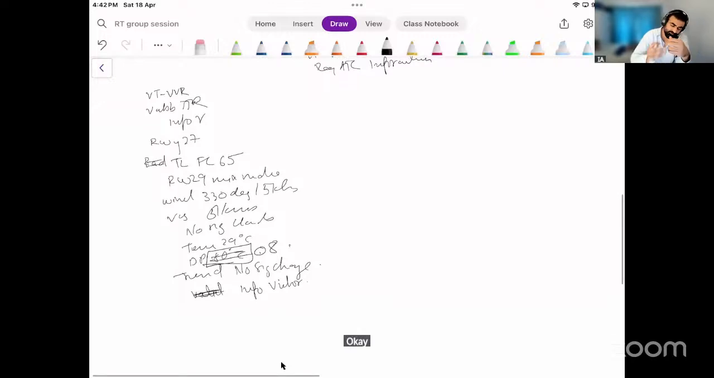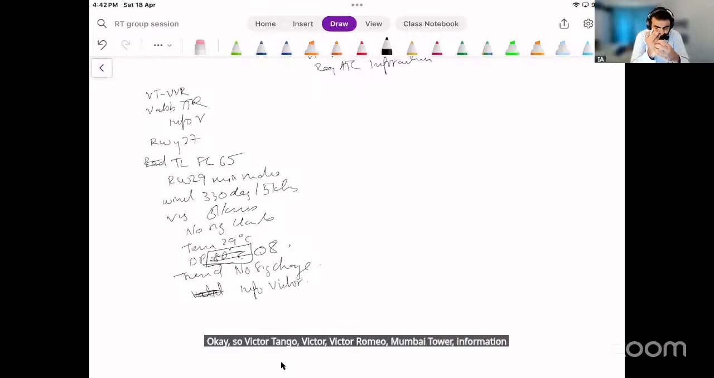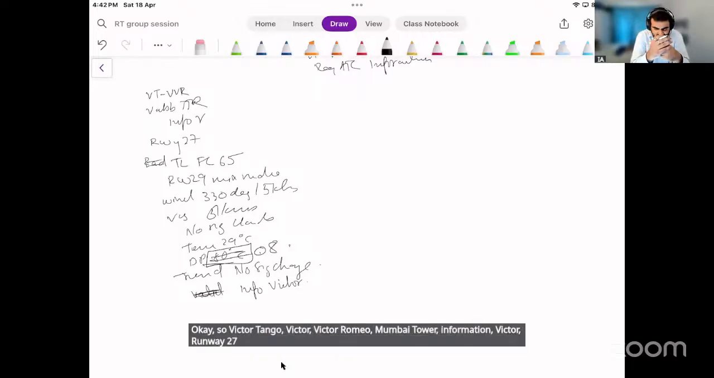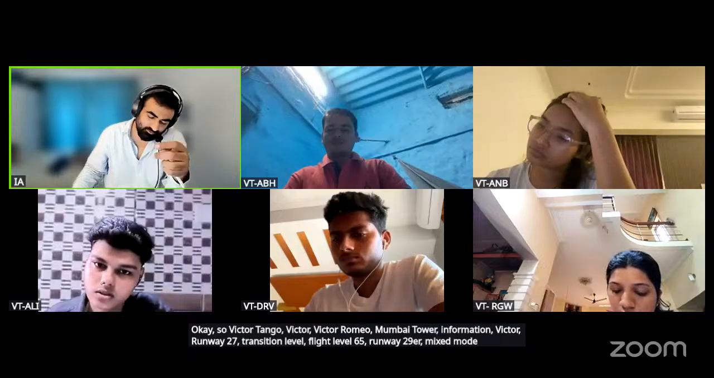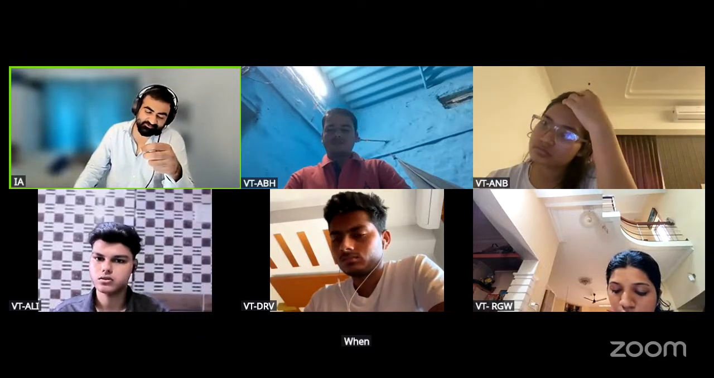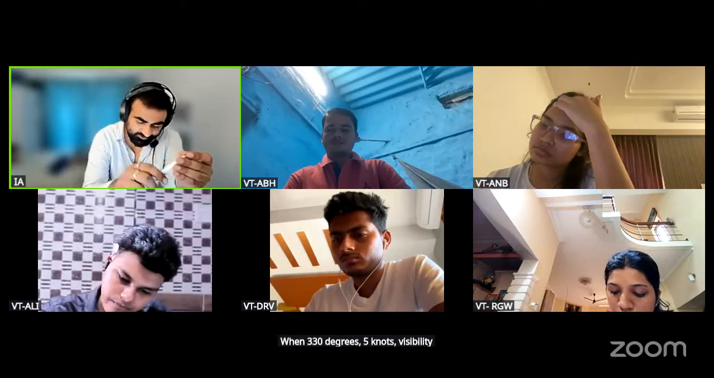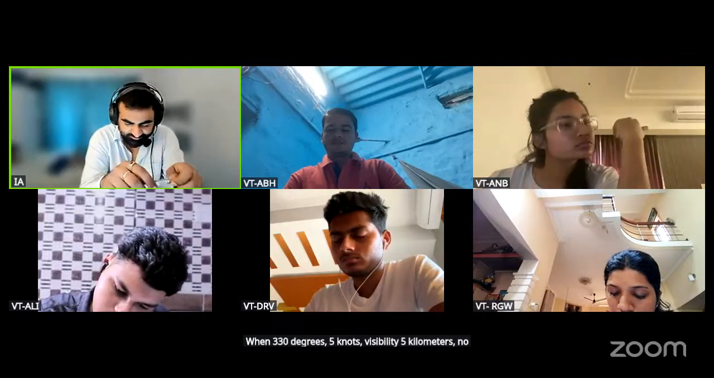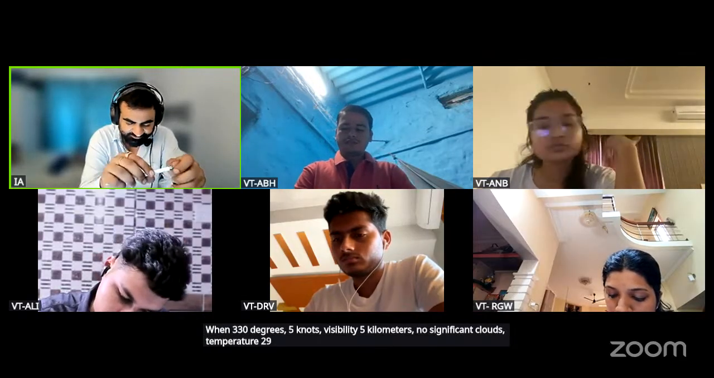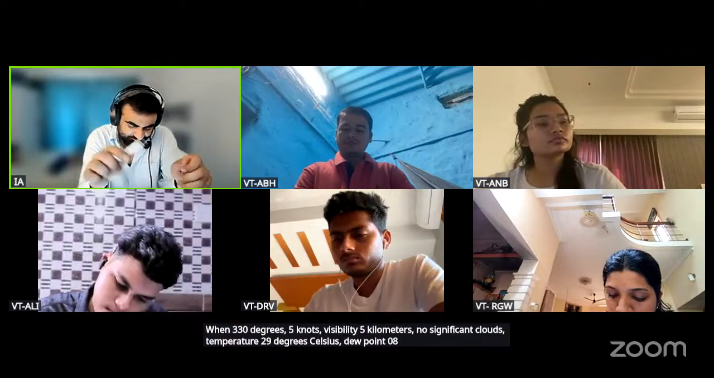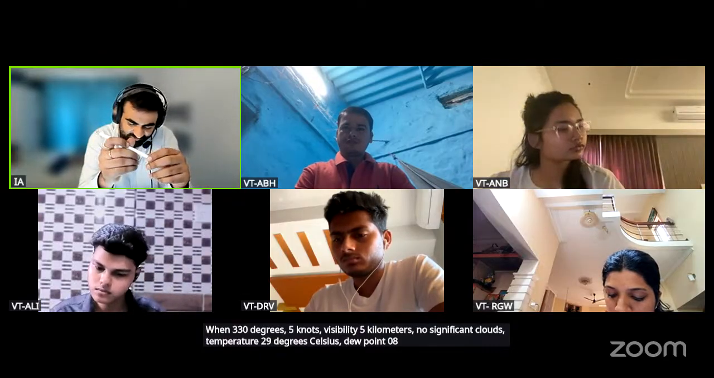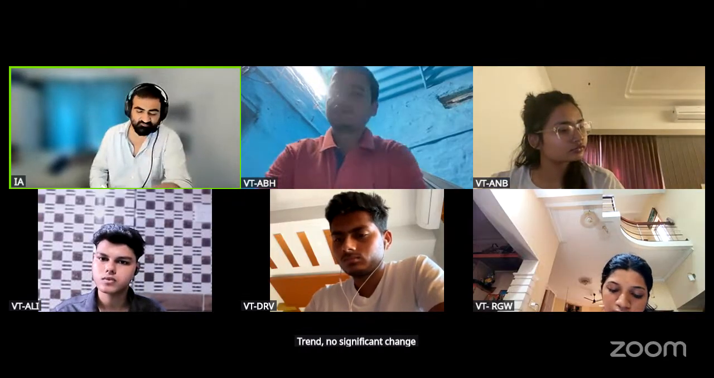Victor Tango, Victor Victor Romeo, Mumbai Tower, information Victor, runway 27, transition level, flight level 65, runway 29er, mixed mode, wind 330 degrees, 5 knots, visibility 5 kilometers, no significant clouds, temperature 29 degrees Celsius, dew point 08, trend no significant change, information Victor.